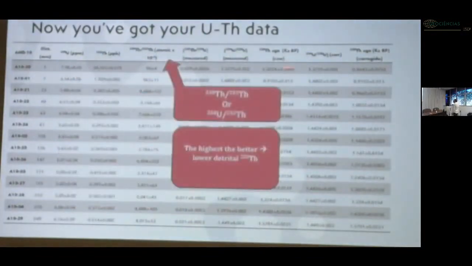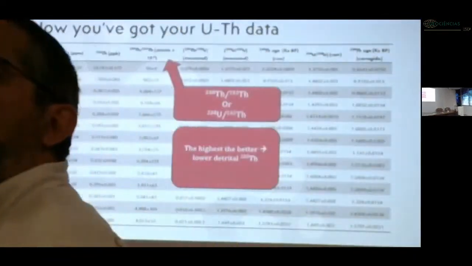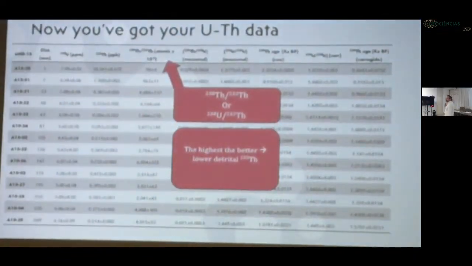They're going to give you a thorium-230/232 or uranium-238/232 ratio, depending on the lab. They're probably going to give it to you either in activity ratios or in isotope ratios. You have to make sure what the lab is actually reporting to you. The higher these ratios, the better, because it means a lower detrital thorium contribution. And I'll show you why in a second.